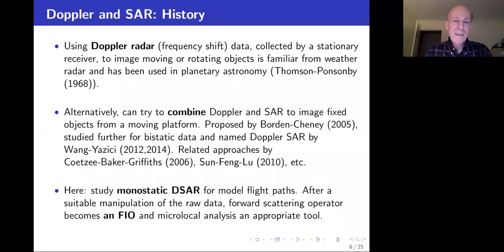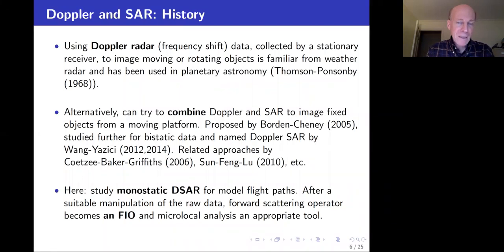So here we want to study one particular way of combining Doppler and SAR, which we'll call monostatic Doppler SAR. And we'll do that for some model flight paths, as I said, a straight flight path and a circular flight path. And what we'll see is that after a suitable mathematical manipulation of the raw data, basically a filtered, windowed Fourier transform, the resulting forward scattering operator becomes a Fourier integral operator, and therefore techniques of microlocal analysis become an appropriate tool to apply.